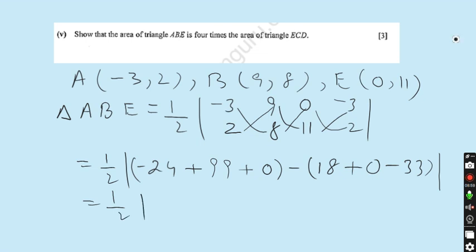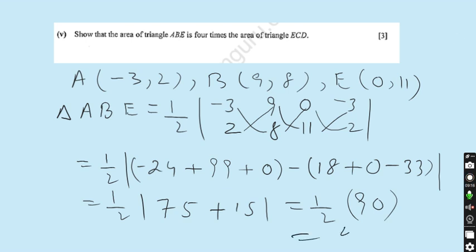99 minus 24 is 75. 18 minus 33 is -15, minus minus becomes plus 15. 75 plus 15 is 90. And 90 upon 2 is 45 square units. This is the area of triangle ABE.